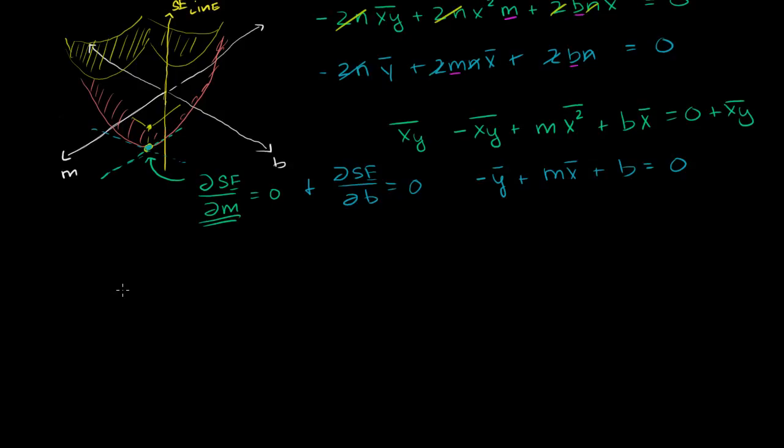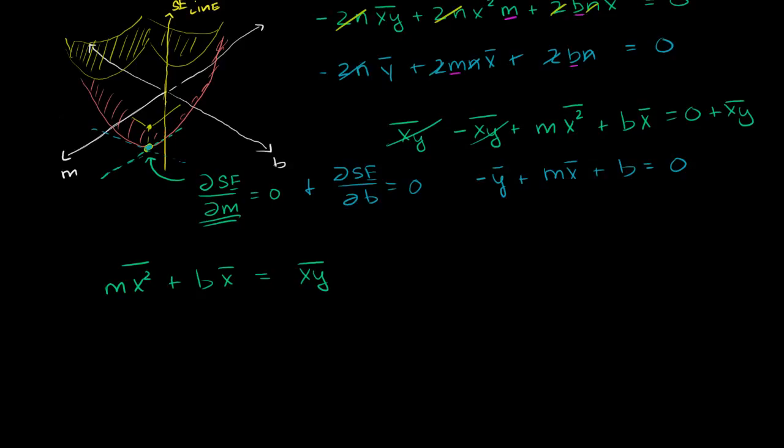We get m times the mean of the x squareds plus b times the mean of the x's is equal to, these are going to cancel out, the mean of the xy's. That's that top equation.